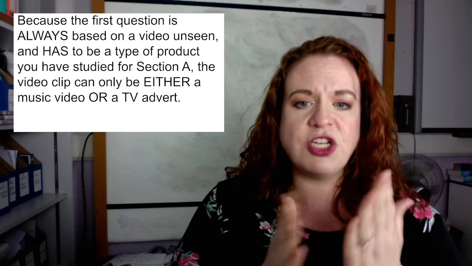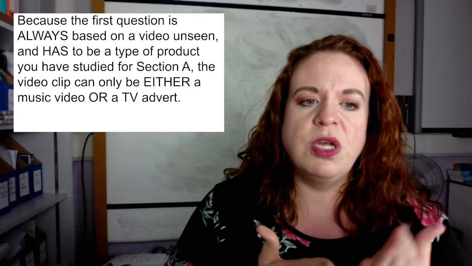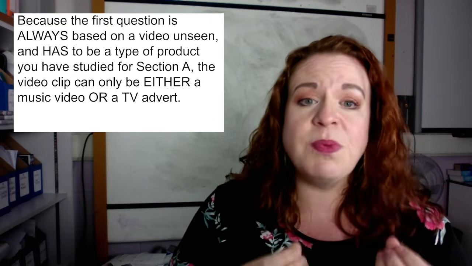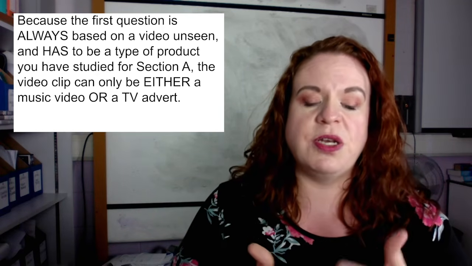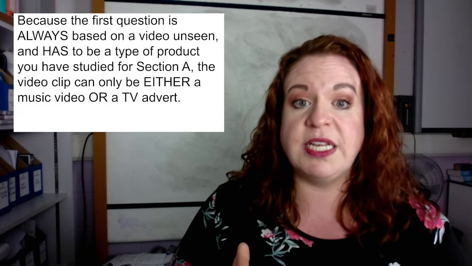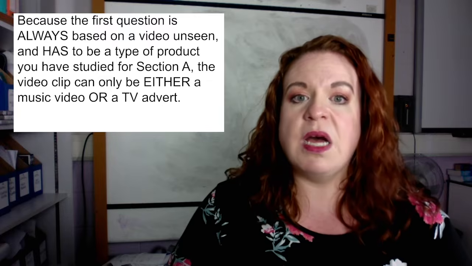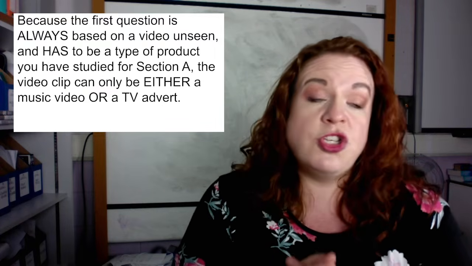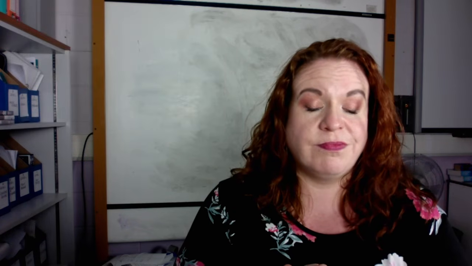So, essentially, there's a limited number of things that could come up. Because the first question is always a video, the only possible thing that could come up as a clip in the exam for the first question is either a music video or a TV advert, because all the other options are printed and there is always a video question. So there's going to be an unseen music video or an unseen TV advert as the very first question. You just don't know whether it's going to be a media language question or a representation question.